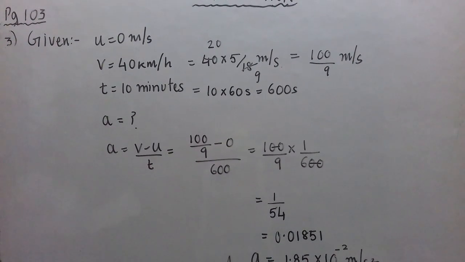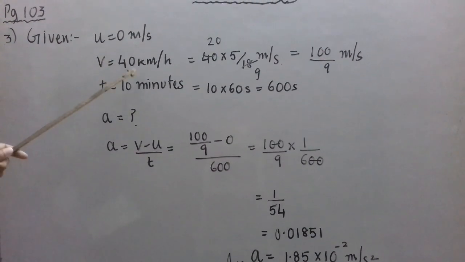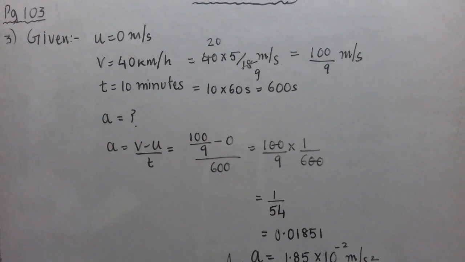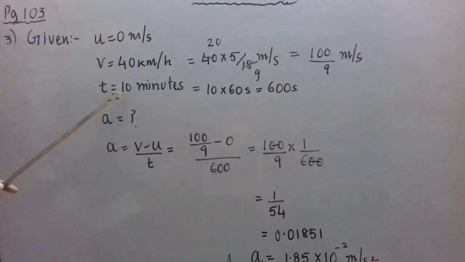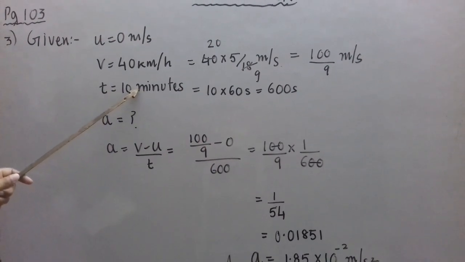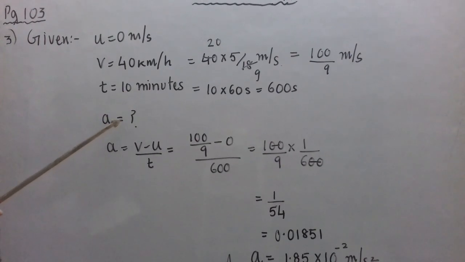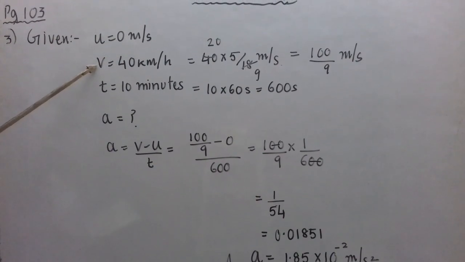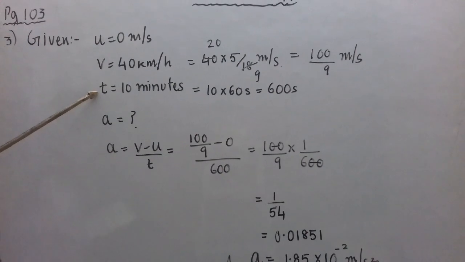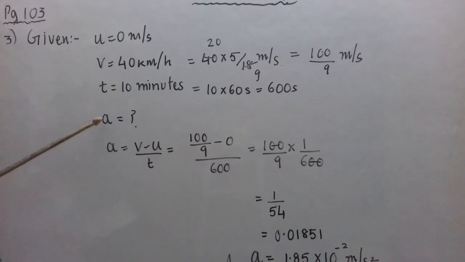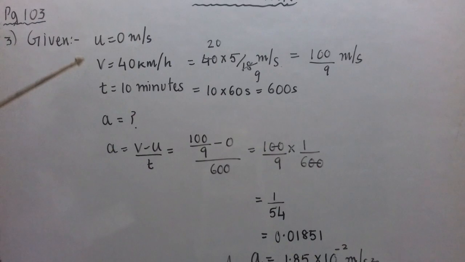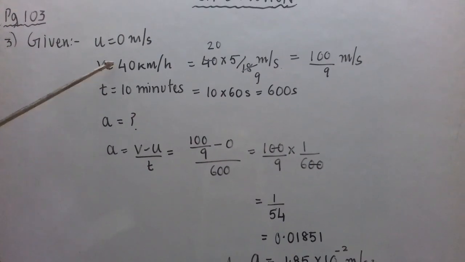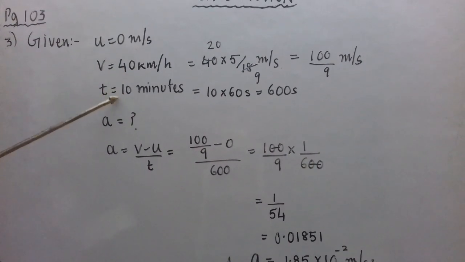It attains a speed of 40 km per hour. So final speed is 40 km per hour, in 10 minutes, time is 10 minutes. Find its acceleration. a is question mark. So because the train starts from rest, u is 0 meter per second. Final speed is 40 km per hour. Time taken is 10 minutes and acceleration we have to find. Next step is to see if any conversion is required.